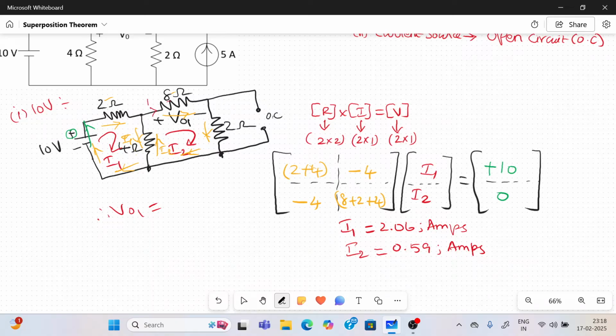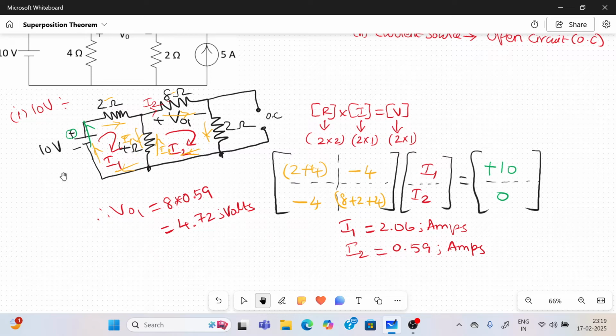According to Ohm's law, the current flowing through this 8 ohm resistor is I2. So as per Ohm's law, V is equal to I R, where I is I2 and the resistance is 8. So 8 into 0.59. What is my V01? The voltage is 4.72 volts. This is V01.